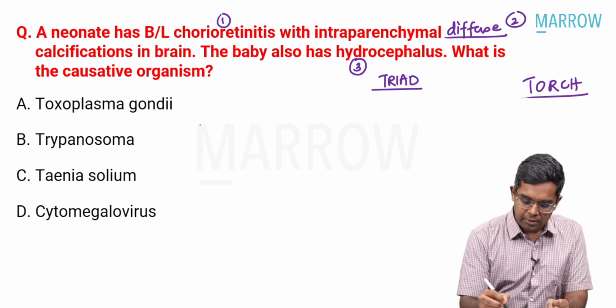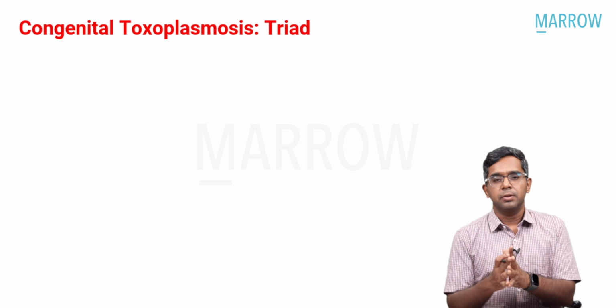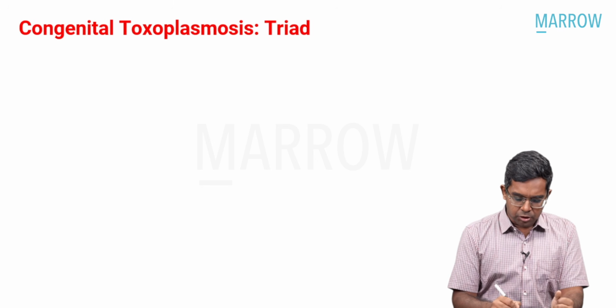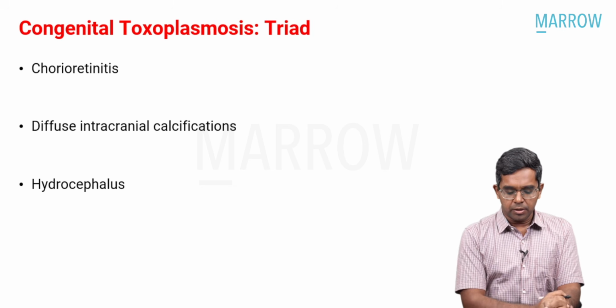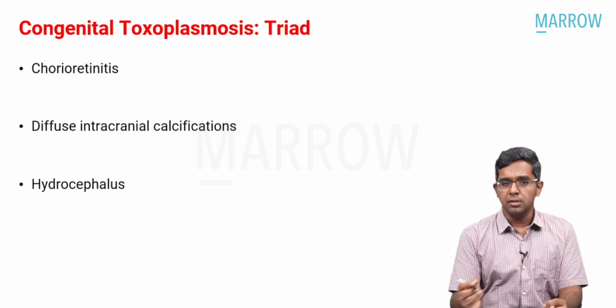It classically fits into Toxoplasma gondii infection. So remember, during the regular class itself, we have discussed this. Congenital toxoplasmosis, the triad is chorioretinitis, diffuse intracranial calcifications, and hydrocephalus, which is exactly what is given in the question.